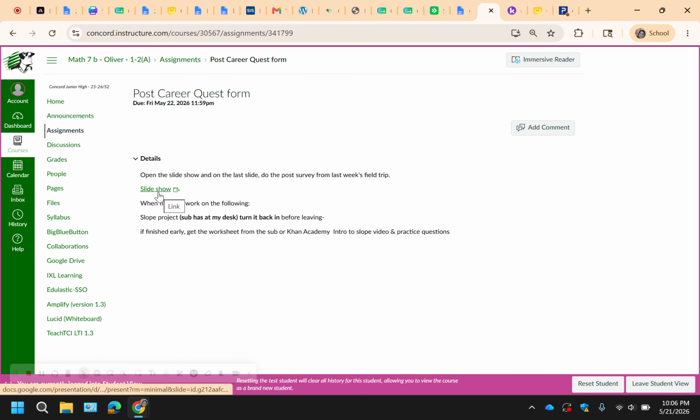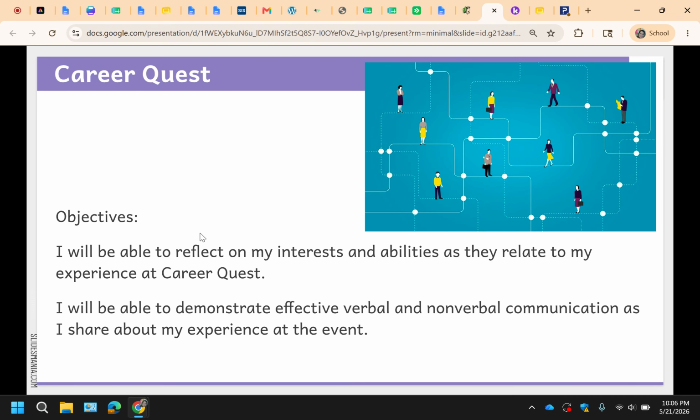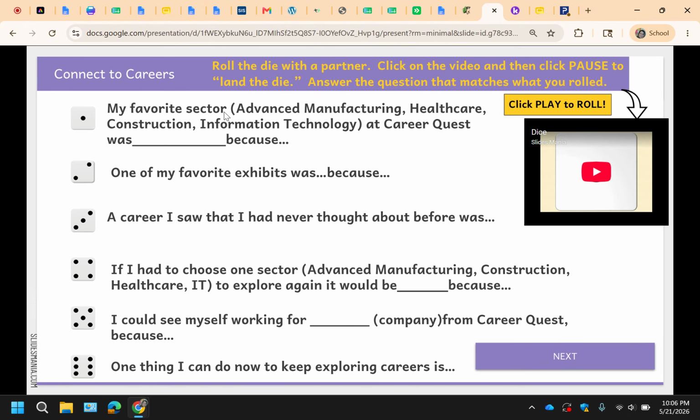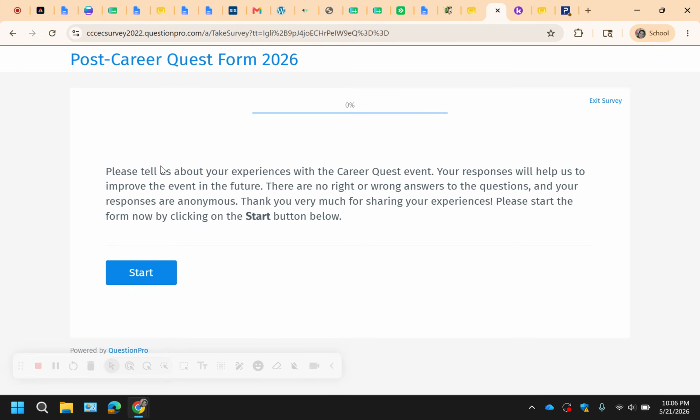There's a slideshow. You'll click on the link and it opens a slideshow. It gets you to think about what you remember from last week from the 3 sections you went to, what are some things to have in thought, because you're then going to do this form. You click the red rectangle, and then it takes you to this, and then you're going to hit start. I'm not sure how many questions there actually are. This was created by the company that put on the trip that we went to last week.